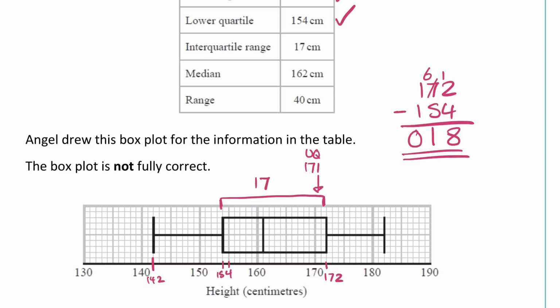The median, it says, is on 162. Let's have a look. Each square goes up in ones, so it should be easy to read. Wow, that one there is on 161. There we go. We could have a look at the range as well. Let's have a look. The range goes from 142 up to 182. That's actually fine. So the issue here was that the median was plotted on 161 and the interquartile range, or the upper quartile, should have been on 171. So let's actually just write that in. So the median was plotted on 161.